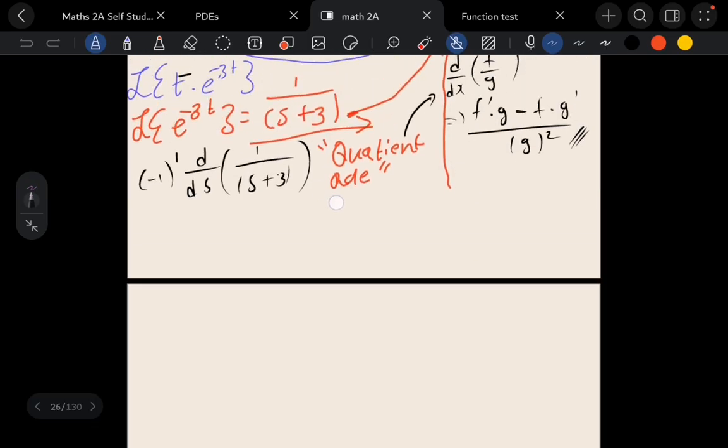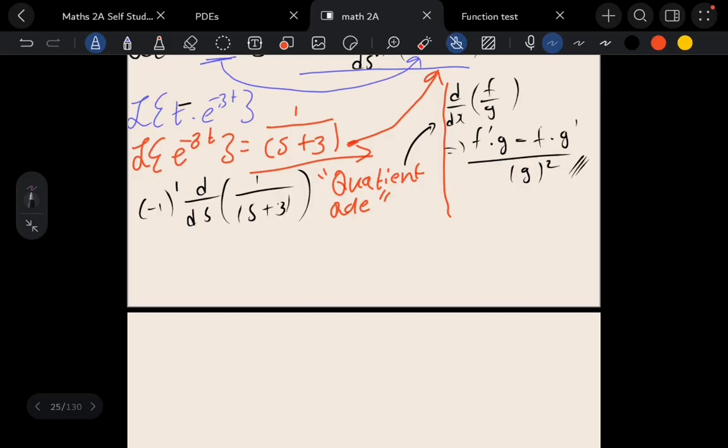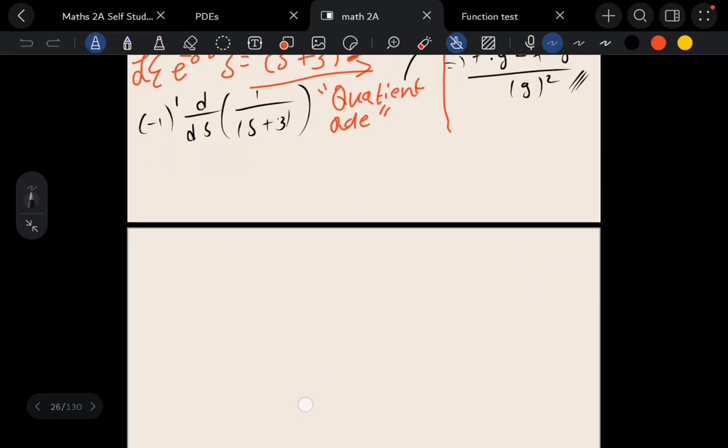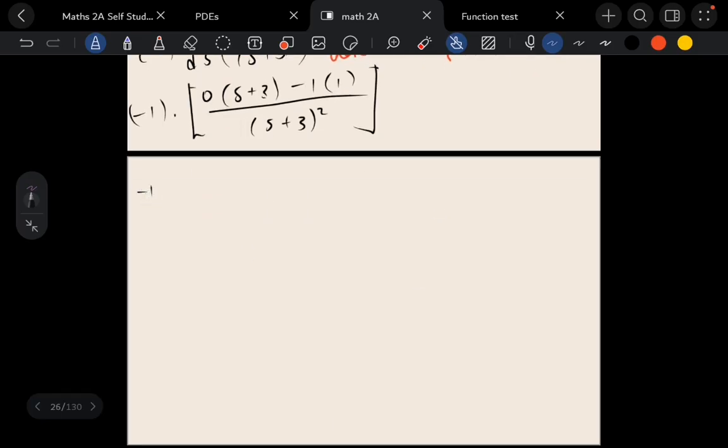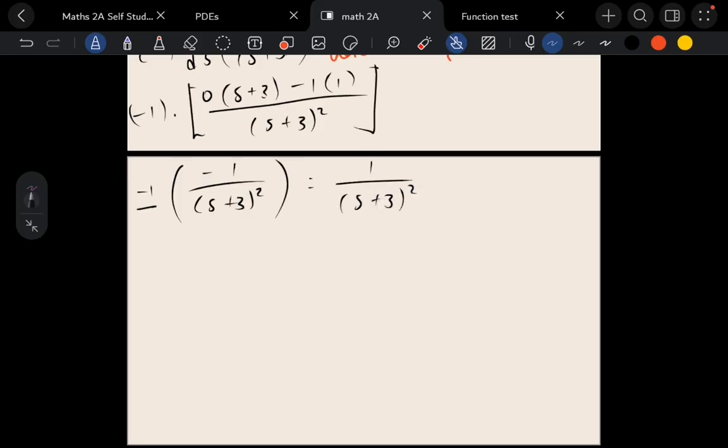So we need to apply the same principle here to get the Laplace transform of t times e to the power -3t. So I'm going to have -1 times, what's the derivative of 1? That is 0, times s plus 3, minus 1 times, what is the derivative of s plus 3? It is 1. All divided by (s plus 3) all squared. Now, by simplifying this, I'm going to have -1 times -1 divided by (s plus 3) all squared. By saying -1 times -1, I'm going to have 1 over (s plus 3) all squared.